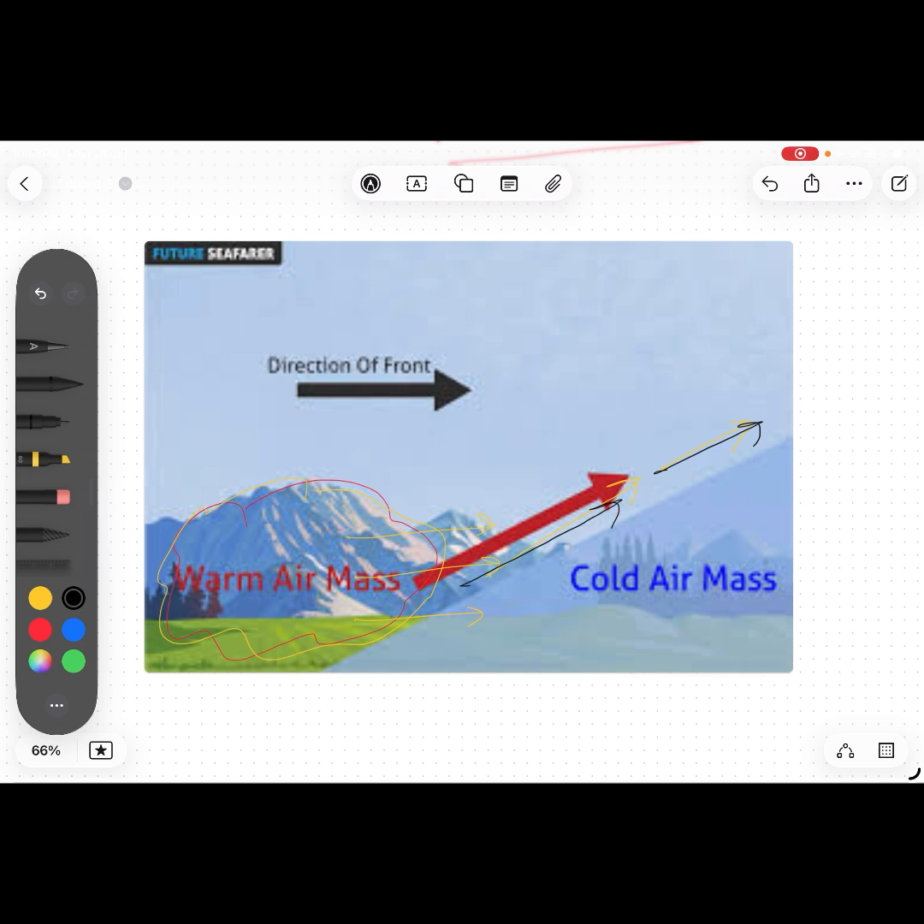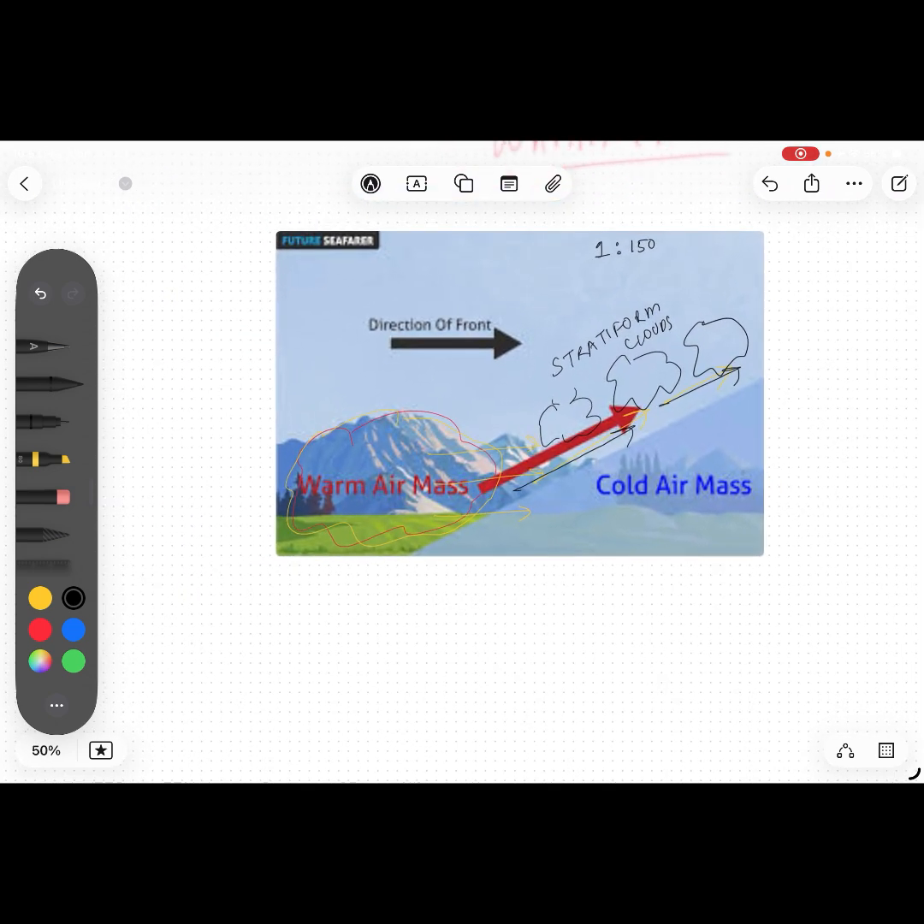Because of the difference in temperature between the warm and the cold air, there are a lot of clouds formed. There are a lot of stratiform clouds formed here. Whatever I'm mentioning, just keep remembering it, because that's important. These stratiform clouds are formed because of the difference in temperature. Also, it's not a very steep slope; the slope is 1:150.